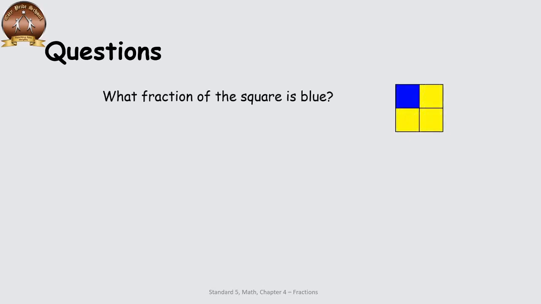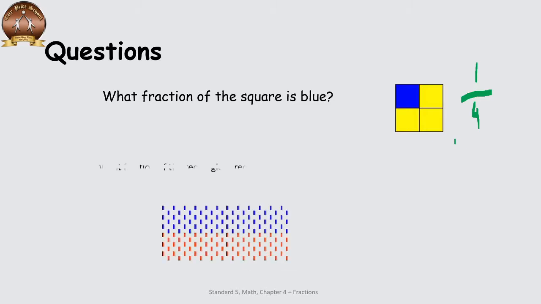What fraction of the square is blue? If you see, there are 4 parts and one part is blue and all the others are yellow. But what is the total? Total is 4 and the shaded is 1. So we say that the fraction of the blue part is 1 upon 4.